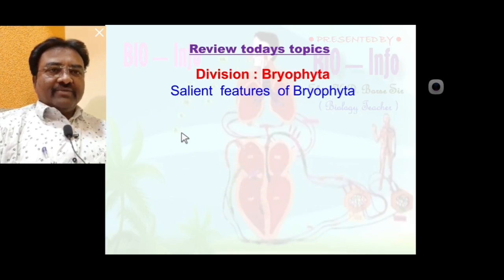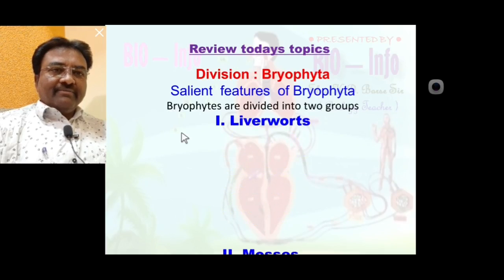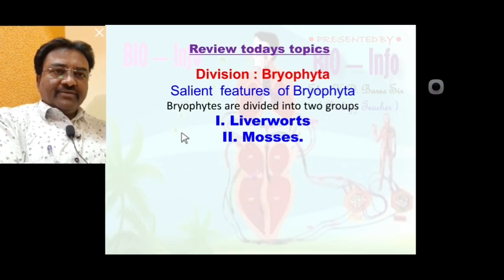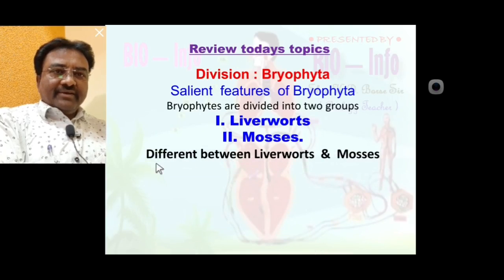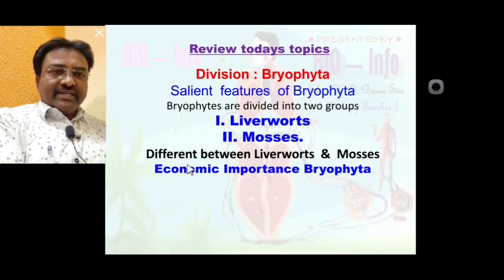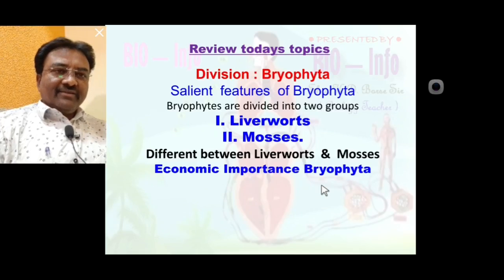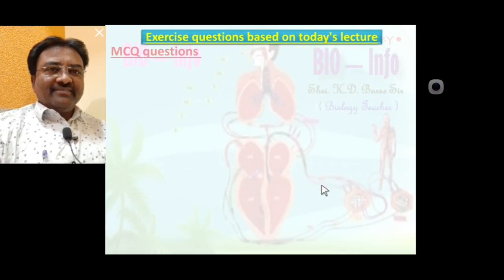Salient features of Bryophyta. Bryophyta is divided into 2 groups, liverwort and mosses. Hornwort is also included with liverwort, but liverwort and mosses are the 2 main groups of Bryophyta. We learned the difference between liverwort and mosses, and the economic importance of Bryophyta. On the basis of today's lecture, some exercise questions are noted here.